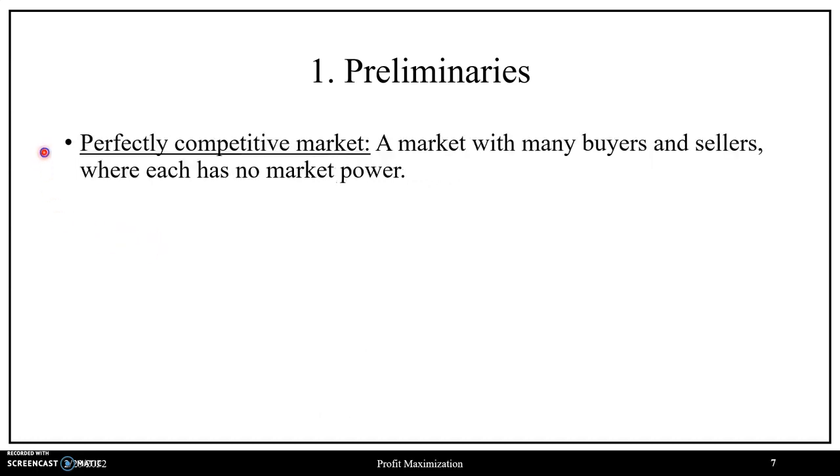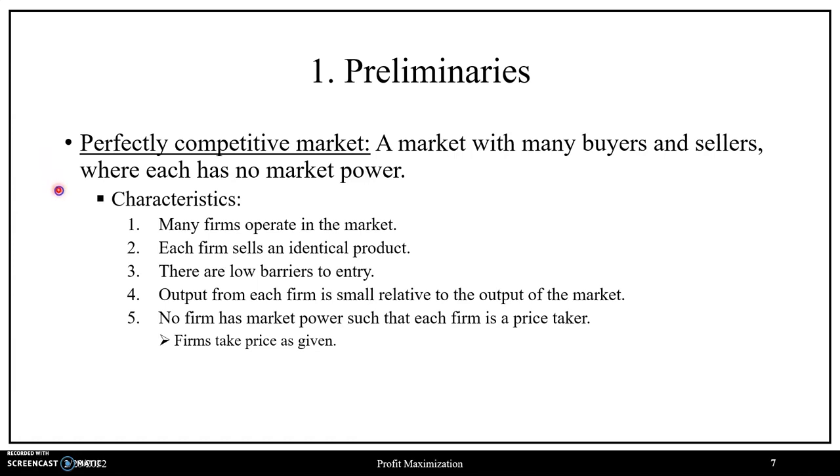So to define a perfectly competitive market space, this is going to be a market in which there's many buyers and sellers, where each of these agents has no market power, or once again, this is the ability to influence the price on a good or service. And in terms of characteristics for our space, there's going to be many firms operating in this type of market, where each firm will sell an identical product, and there's low barriers to entry for this firm to enter or exit the space. That is, there's little to no costs in order to begin operation or to cease operation.